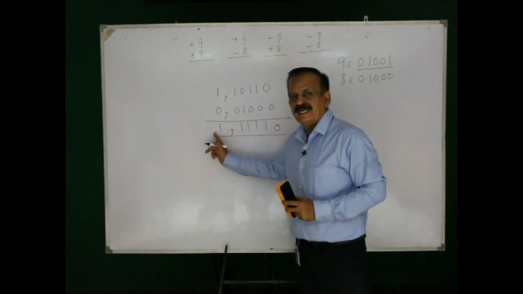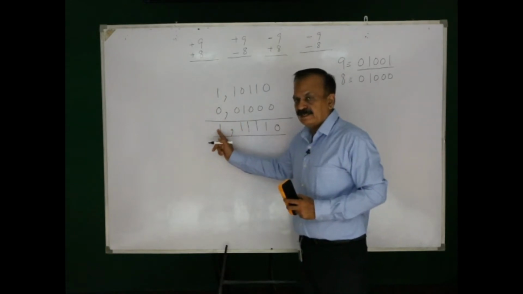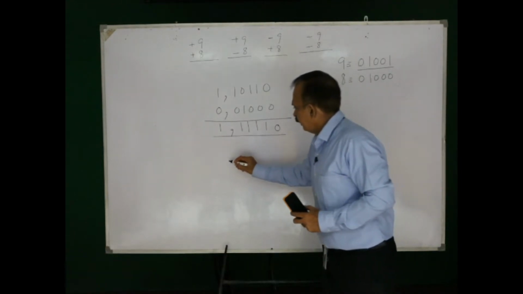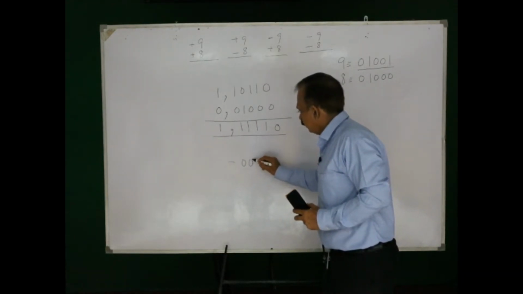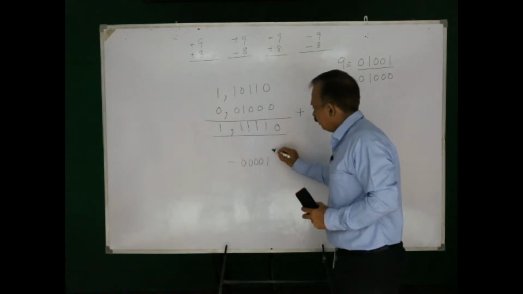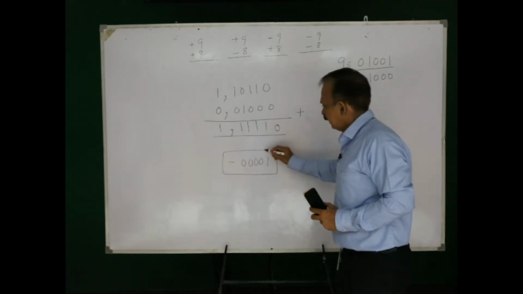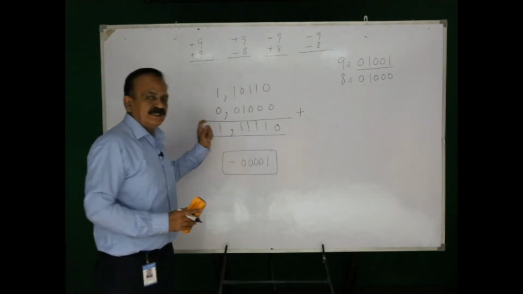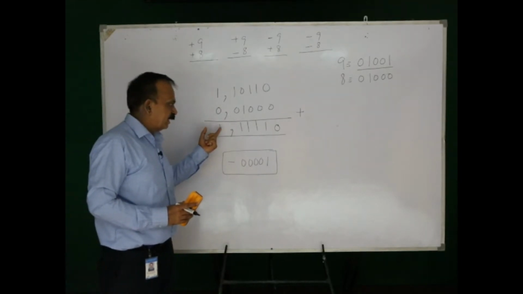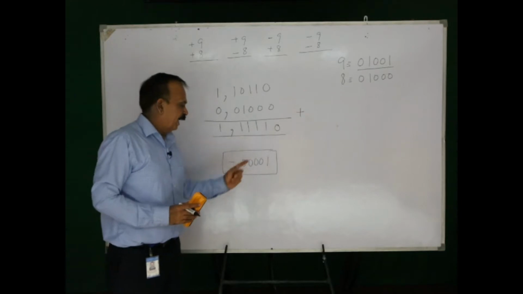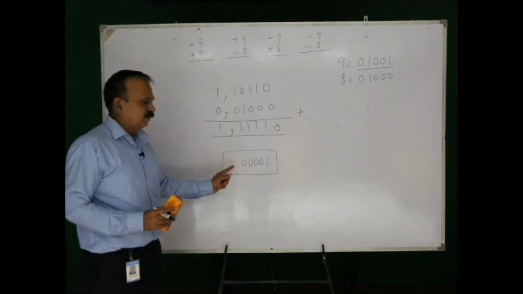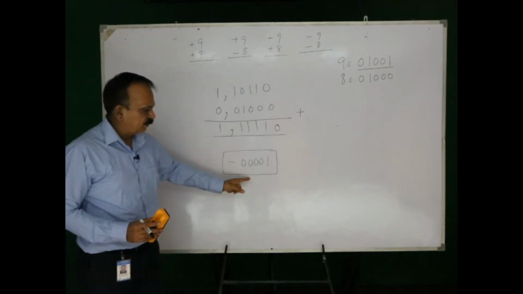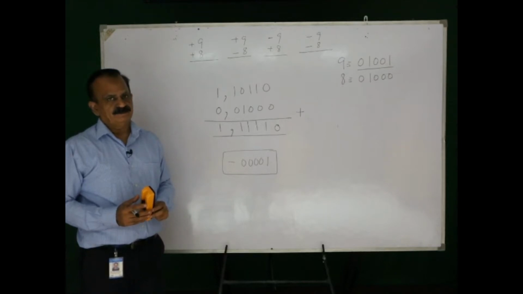This is representing the negative number, and if it is negative, this is the 1's complement of the magnitude. I hope the number will be minus 0, 0, 0, 1. This is the final answer, that is negative 0, 0, 0, 1. Why? Because this sign 1 is indicating the negative, and if it is negative, it is 1's complement of the number, and the exact number will be 0, 0, 0, 1. And yes, I should get the answer minus 1, and this is nothing but minus 1.